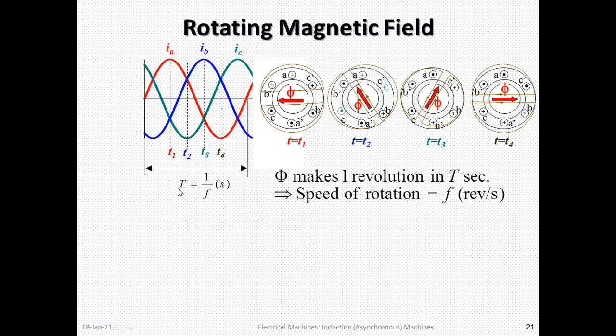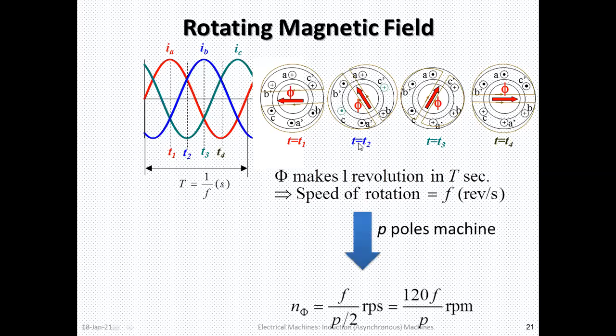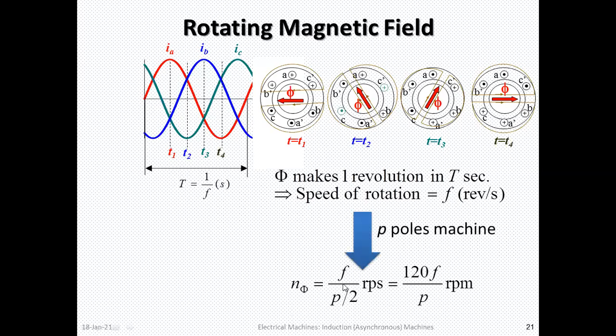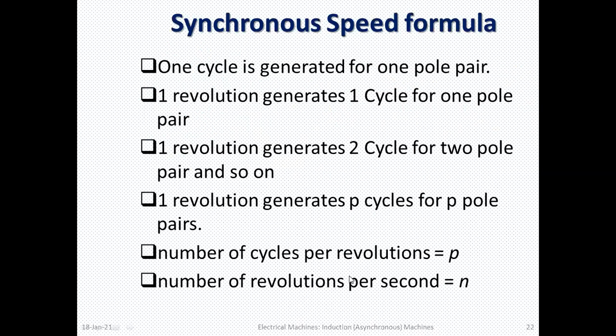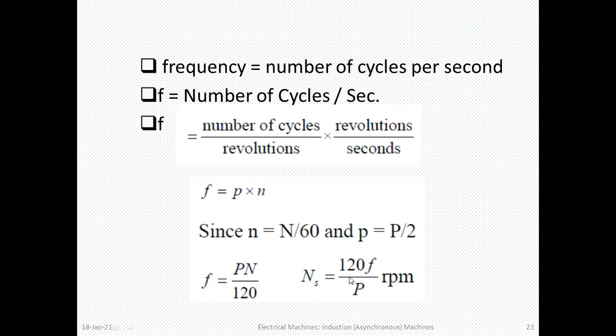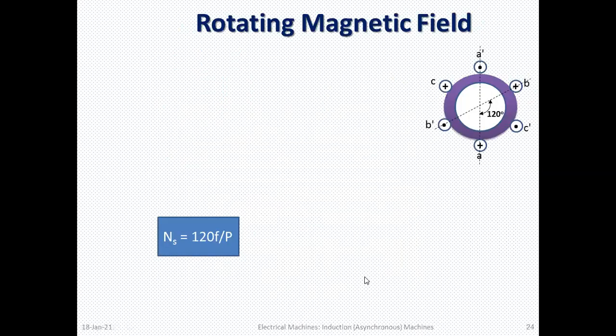So this is called 1 by f. This is called time period. And the opposite of time period is called frequency. This can be very easily seen here. This formula was already given in part 3 of the video, and this is also explained in part 3. Up to here we have seen in part 3 that the synchronous speed is 120 f/P.